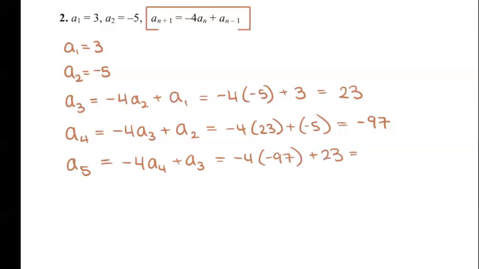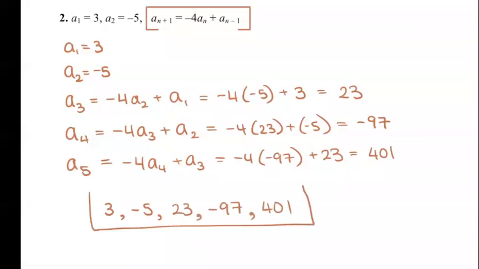-4 times -97, positive 388. Yeah, that's what I got. Plus 23 is 401. Okay, thank you. My brain was about to explode. Nicely done. All right, so final answer. There it is, guys. We got 3, -5, 23, -97, and 401. Final answer.